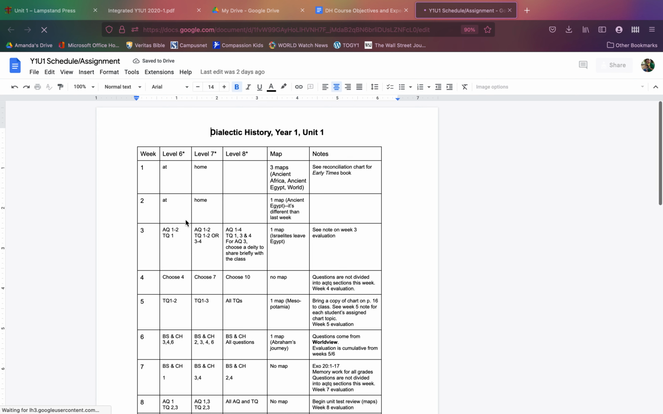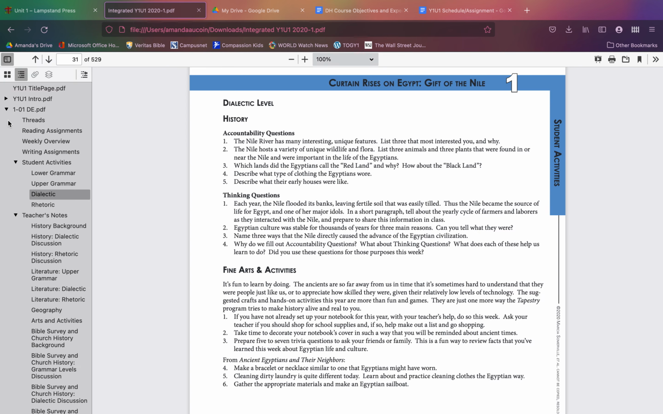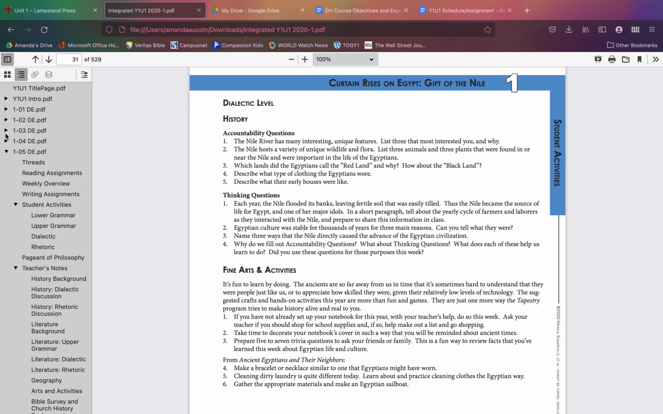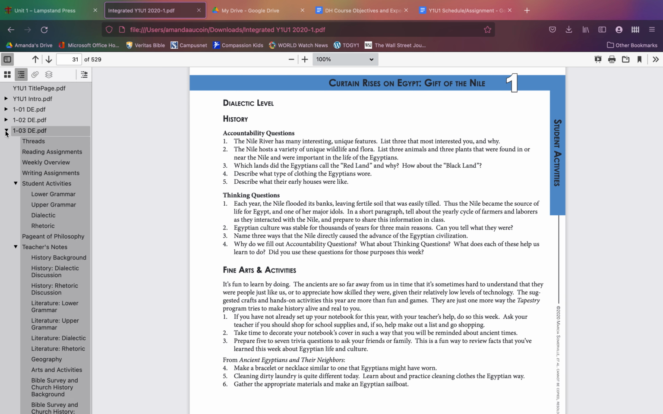Okay. So these level 6, level 7, level 8, this refers to the AQ-TQ. Now you can see weeks 1 and 2, that's at home, right? So you're going to choose the questions you want your child to answer. You may choose to have them just answer those orally. They don't need to bring written questions from week 1 and week 2. But starting with week 3, they will need to bring those. So let me skip to week 3, since that's kind of where we're starting our actual meetings.